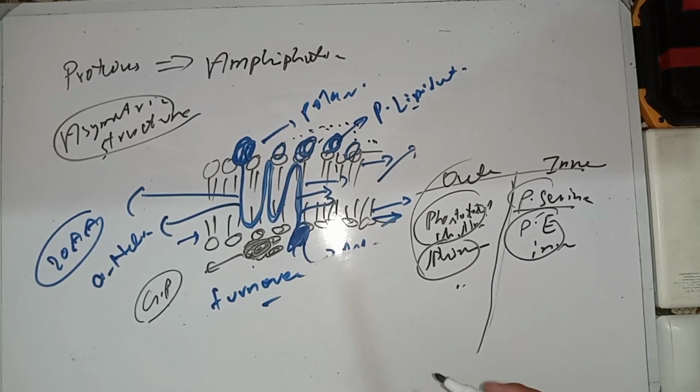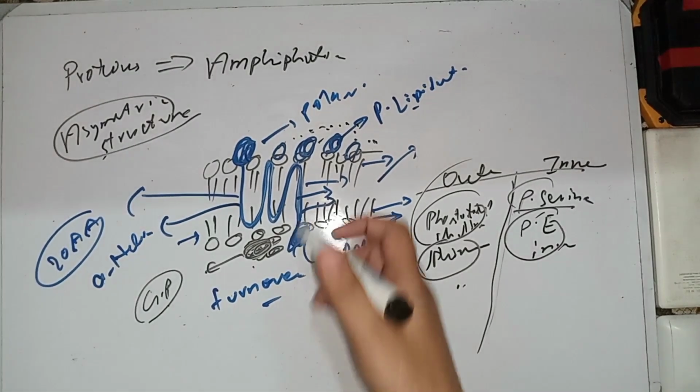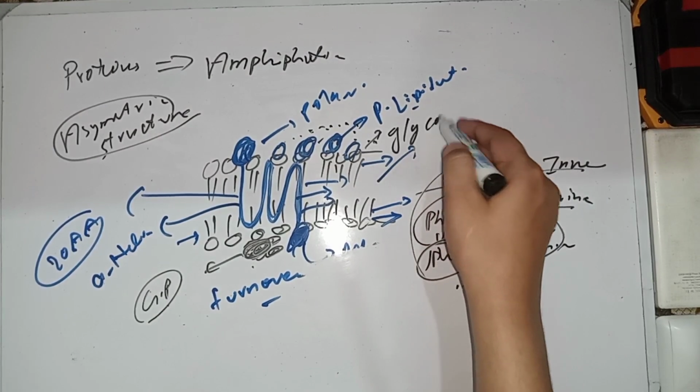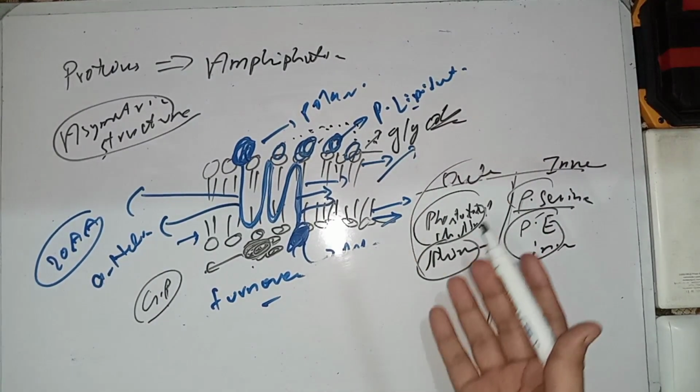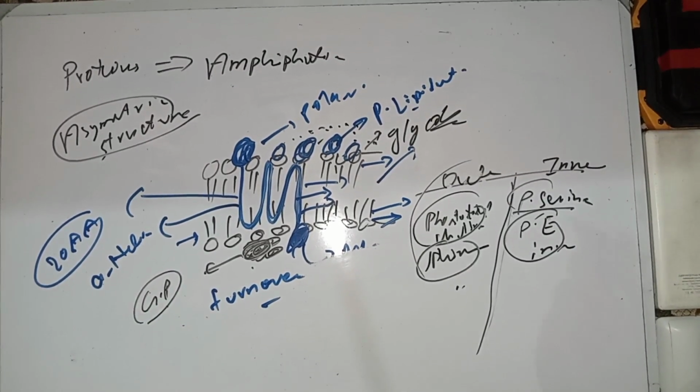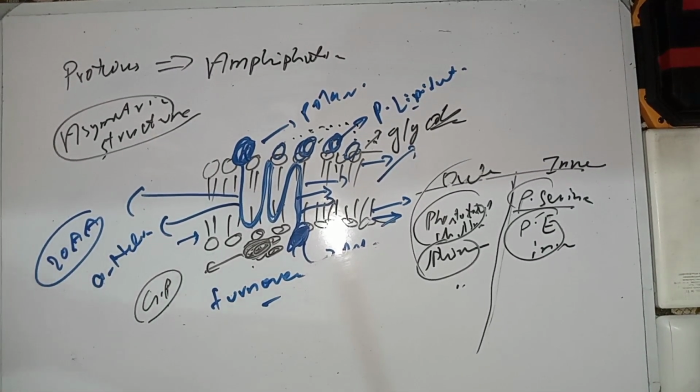Moreover, the glycolipids and glycoproteins are also located on the outer aspect of the cellular membrane. They also impart asymmetry to the cellular membranes. So cellular membranes are asymmetric structures.